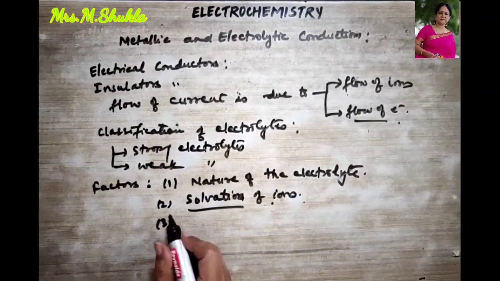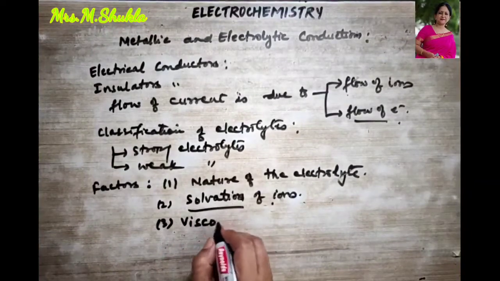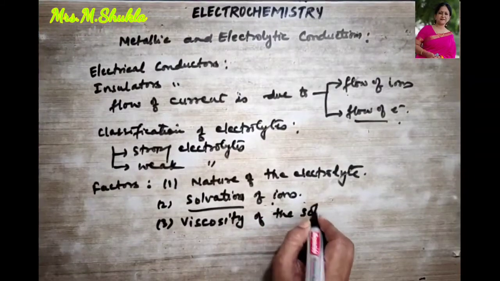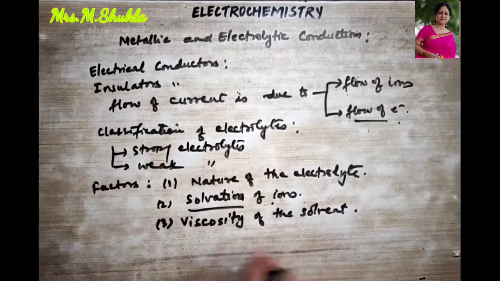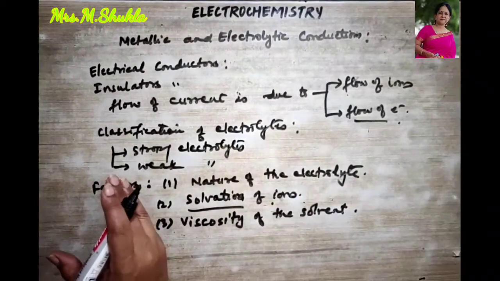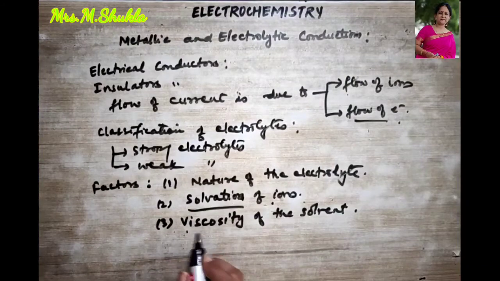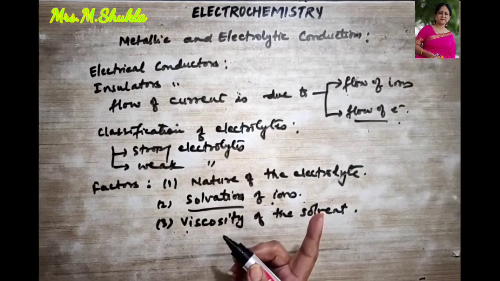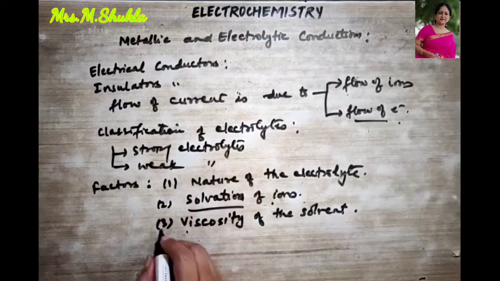Then the third factor on which it depends is the viscosity of the solvent. So for solvent-solute interaction, the larger the interaction, the greater will be the viscosity and the less will be the electrolytic conduction. I repeat for viscosity of the solvent: again, the larger the interaction between the solvent and solute, the greater will be the viscosity and less electrolytic conduction will take place.